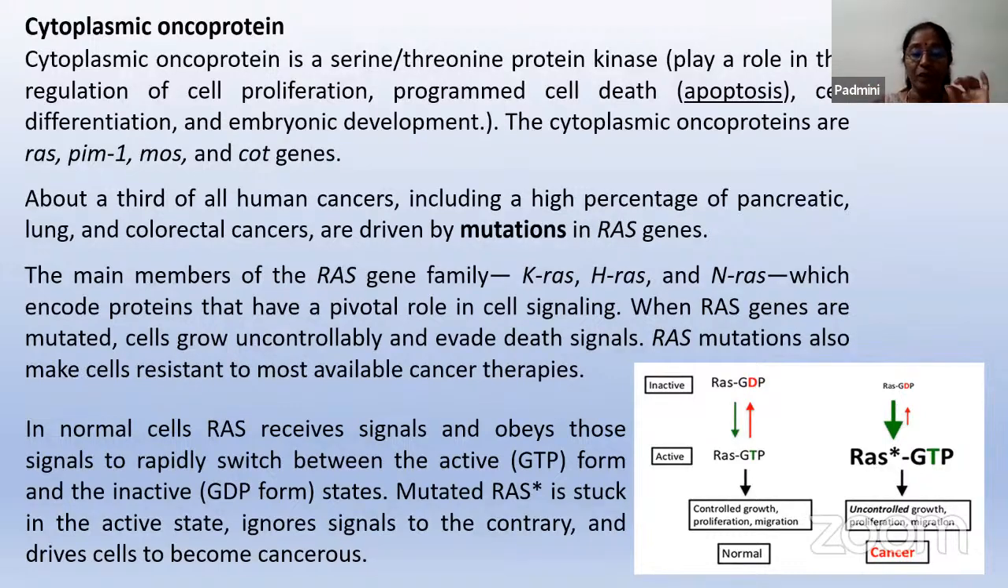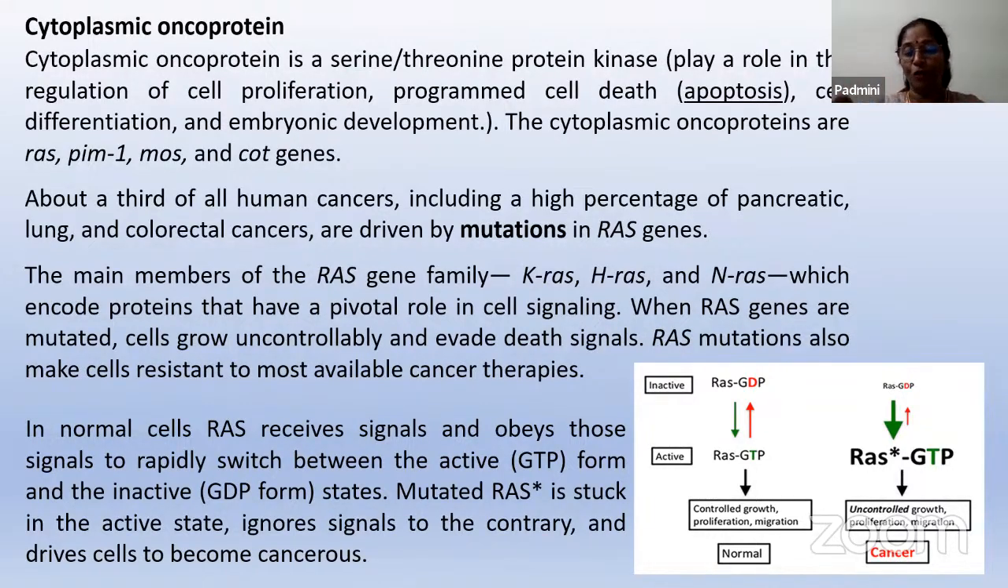So when the RAS is working normally, it is interchanging itself from GTP to GDP. When it has to proliferate, the RAS becomes active by GTP. Once the work is done, embryonic development is done, it has to stop, and it goes to the inactivated state, that is GDP. But in cancer, because there's a mutation in the RAS, it gets stuck in the GTP state, and they do not allow cell death to occur, which leads to cancerous cells.